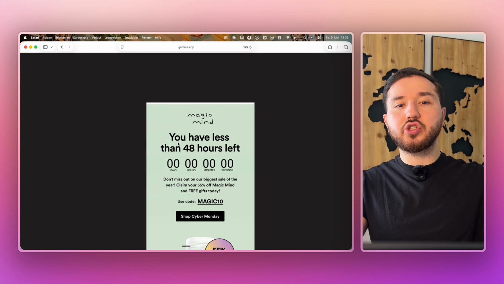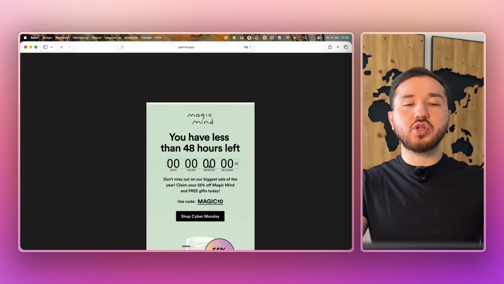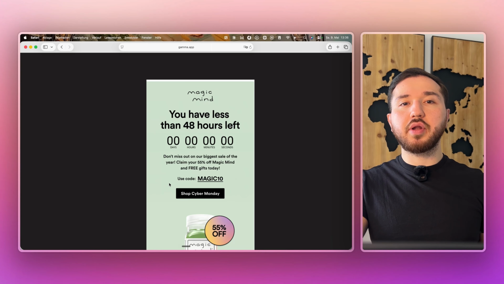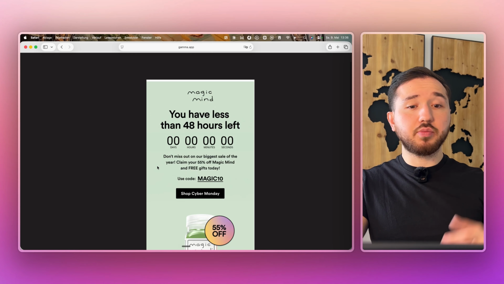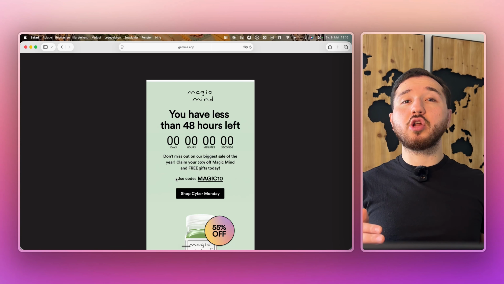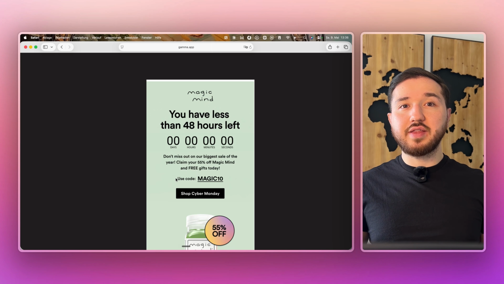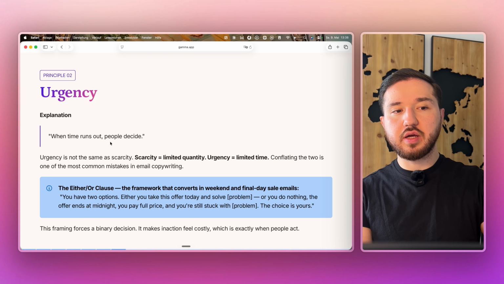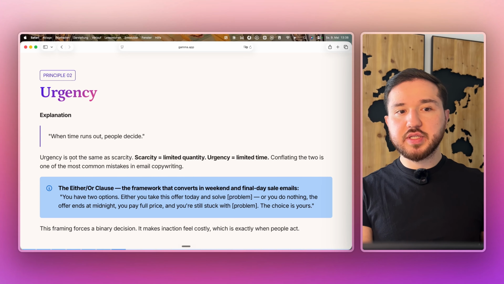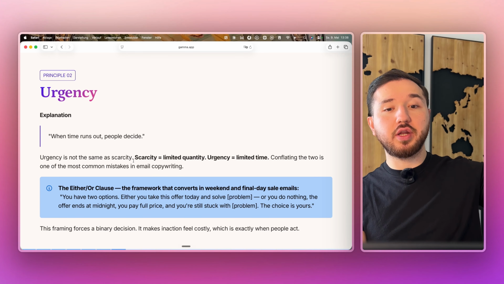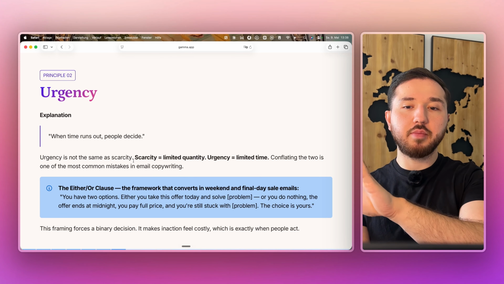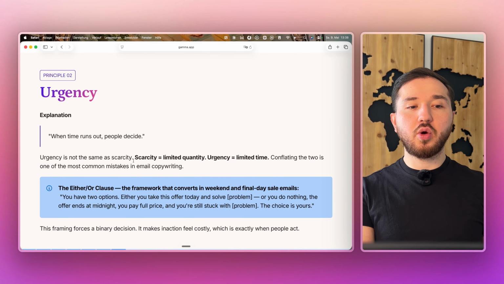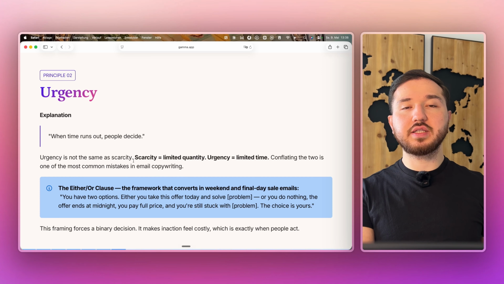Headline that is communicating urgency, adding a countdown timer, and then you can couple it with the fear of missing out with a sentence like this here, and you will get a lot more people to go and take action. So why does urgency work? Because when time runs out, people decide. Urgency is not the same as scarcity. Scarcity is limited quantity. Urgency is limited time. And conflating the two is one of the most common mistakes in email copywriting.